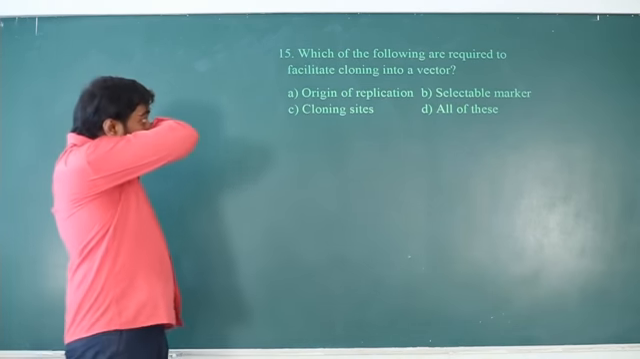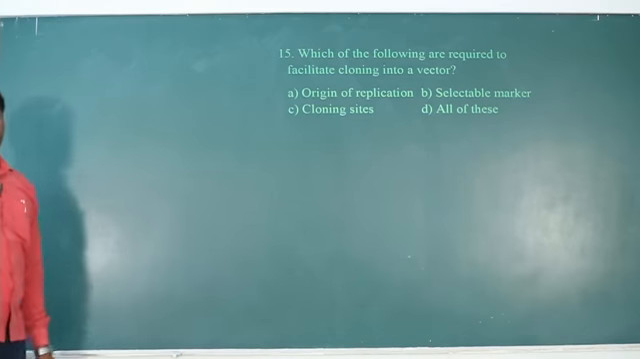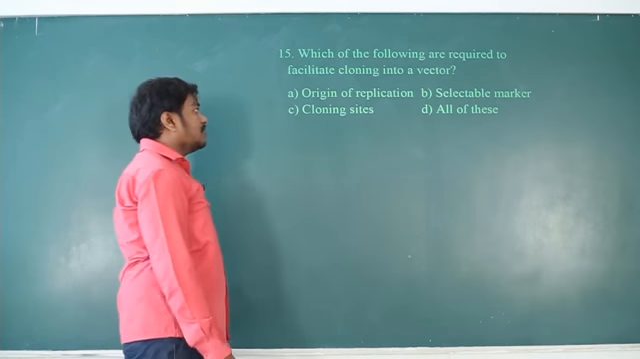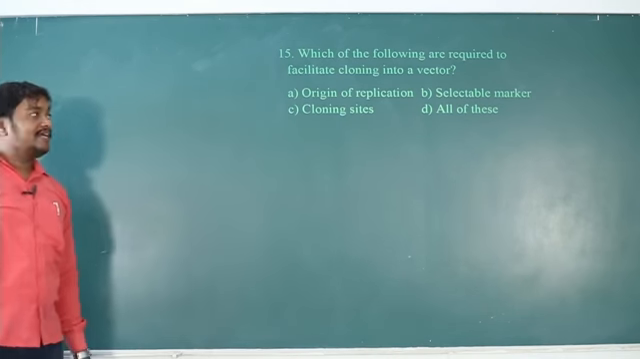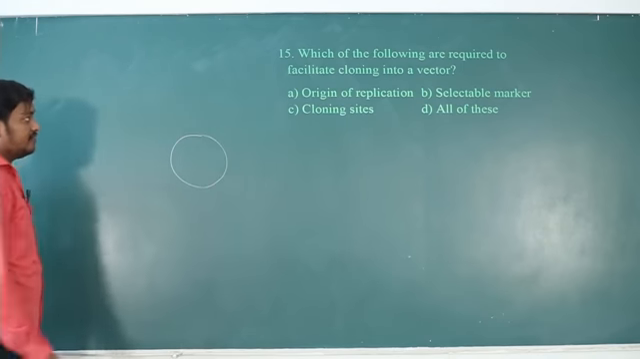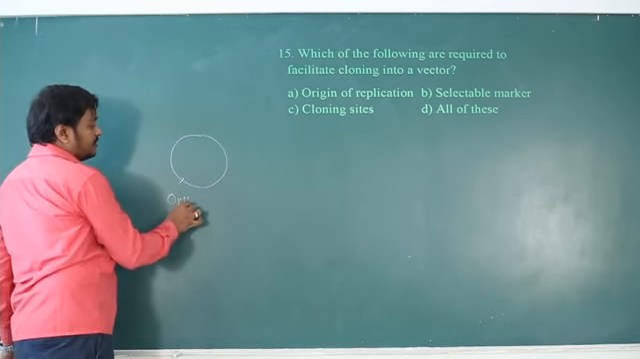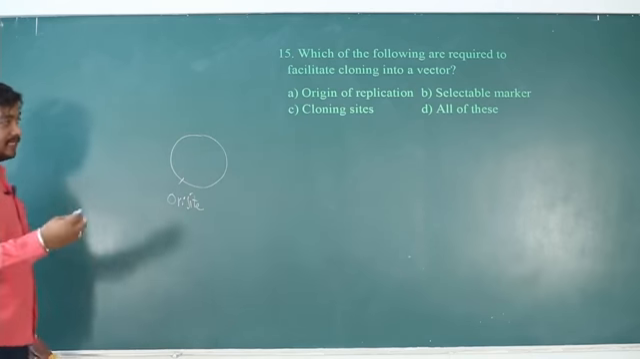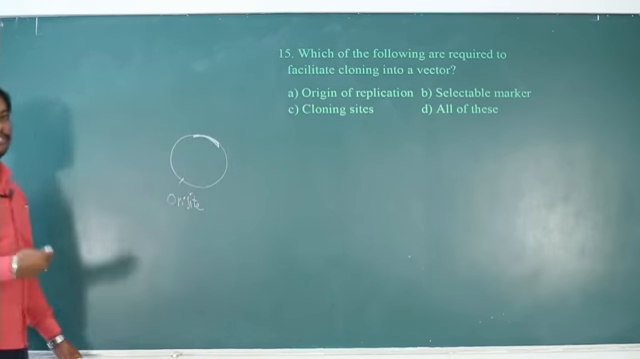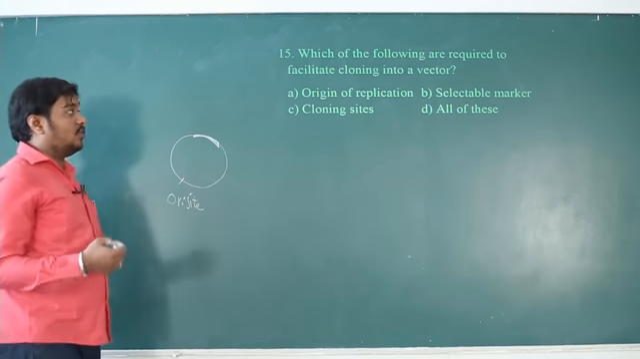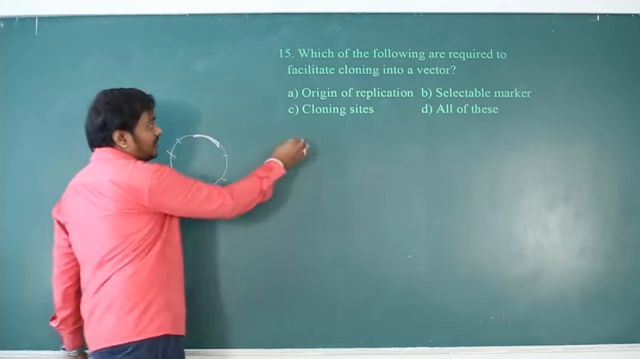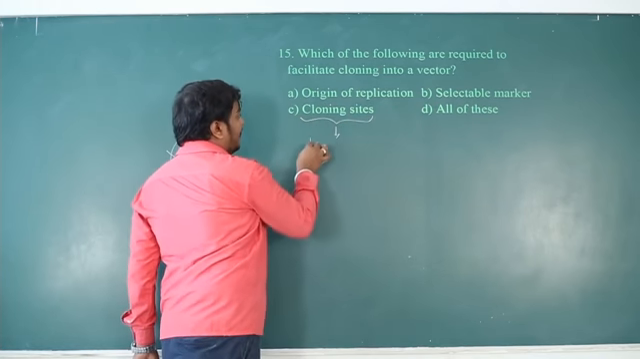Which of the following are required to facilitate cloning into a vector? To clone a gene, what all should be there? Origin of replication, selectable marker, cloning site, all of this. Obviously each and every plasmid, if it can be used as a vector, should have one ORI site. To select the transformant, it should have a selectable marker, which can be an antibiotic resistance gene or a chromogenic selectable marker. Then cloning sites: it should have many cloning sites. Cloning sites are nothing but restriction sites.